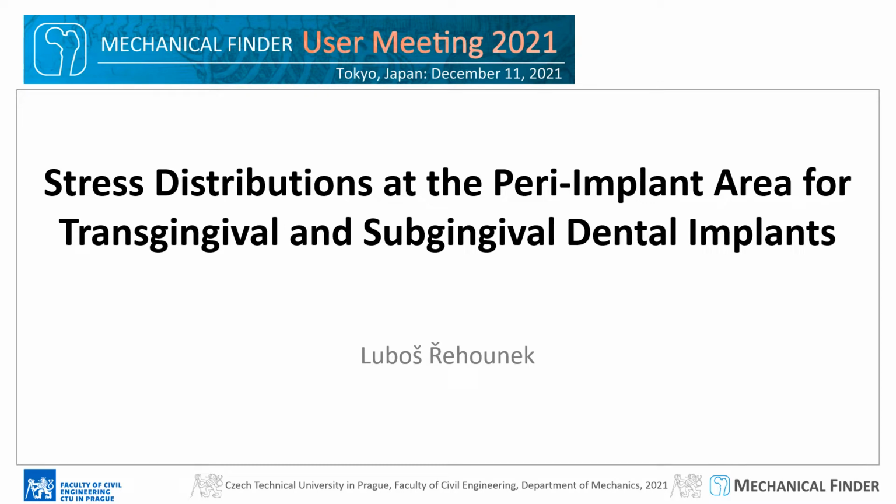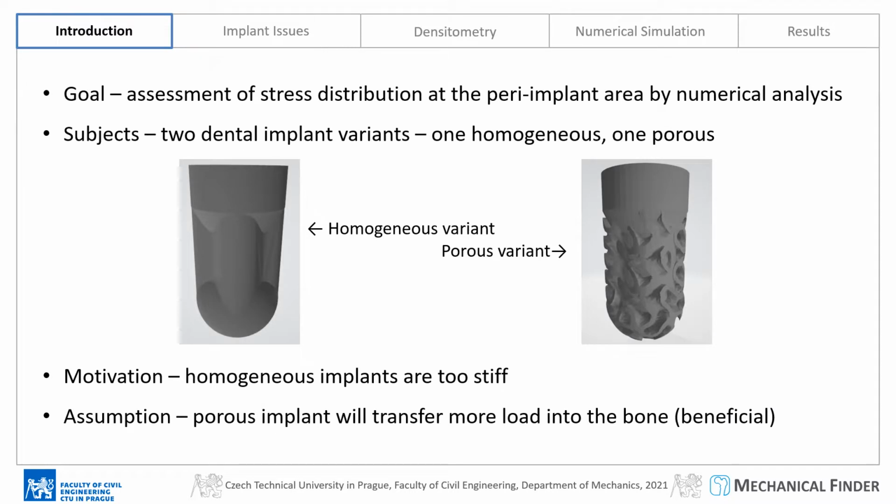My name is Luboš Řehounek, and I would like to present my research, which aims at differentiating stress distributions in the area around implants for transgingival and subgingival dental implants. The main goal of this research is to assess the stress distribution at the peri-implant area of these two implants you can see on the images.